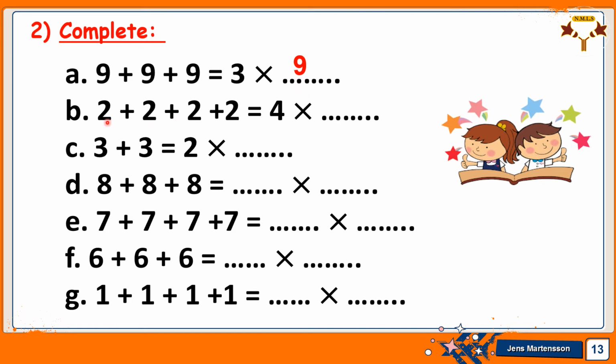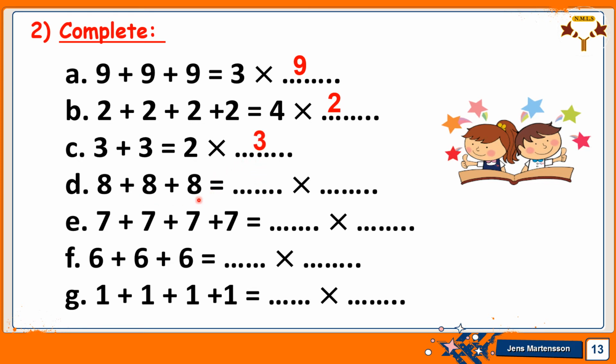Number B. 2 plus 2 plus 2 plus 2 equal 4 times what? Here we have 4 groups. Yes, 1, 2, 3, 4. Of what? Of 2. Excellent. Number C. 3 plus 3 means or equal 2 groups of 3, right?